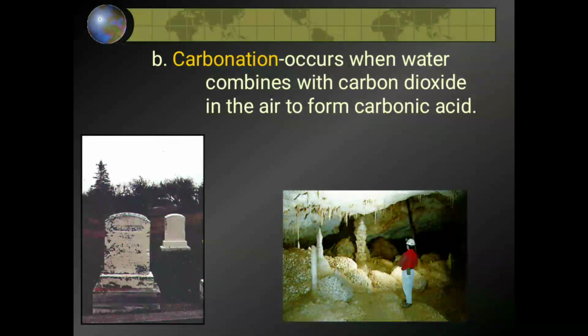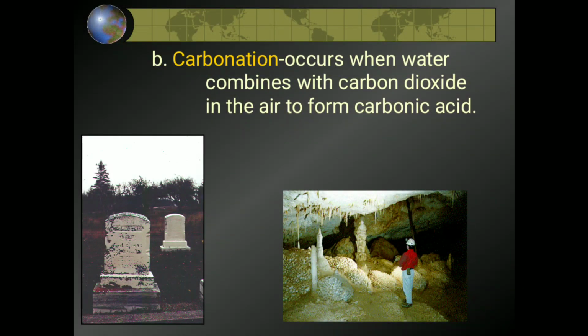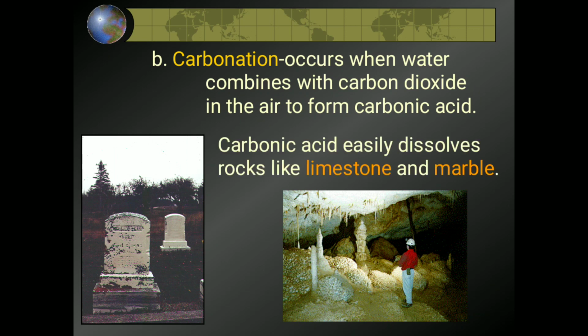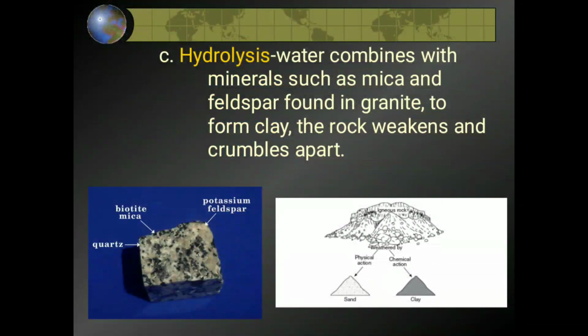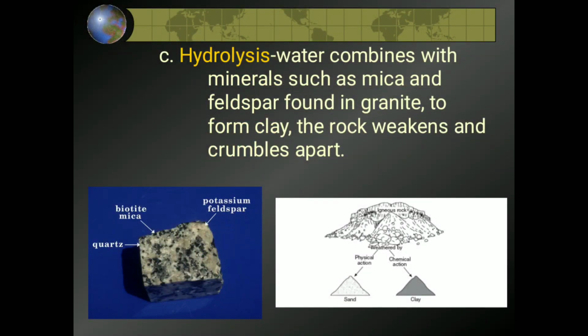Carbonation occurs when water combines with carbon dioxide in the air to form carbonic acid. Carbonic acid easily dissolves rocks like limestone and marble. Hydrolysis: water combines with minerals such as mica and feldspar found in granite to form clay. The rock weakens and crumbles apart.